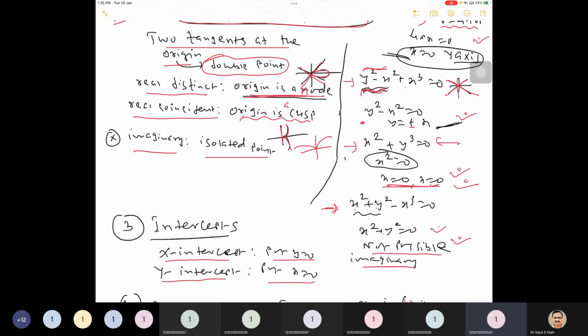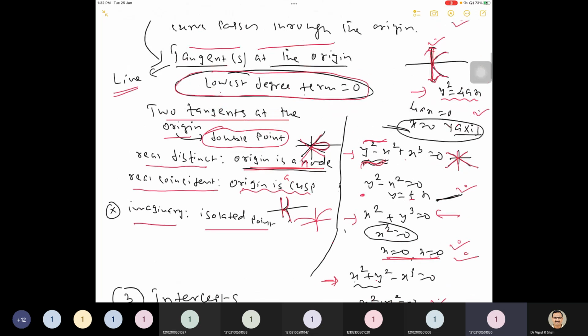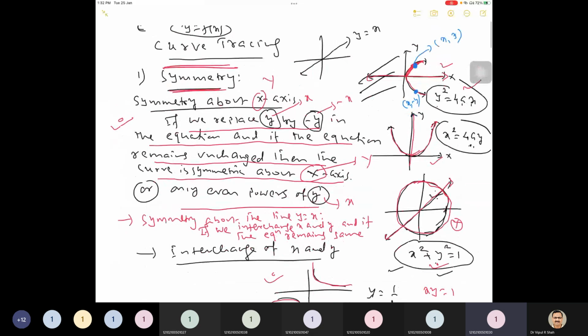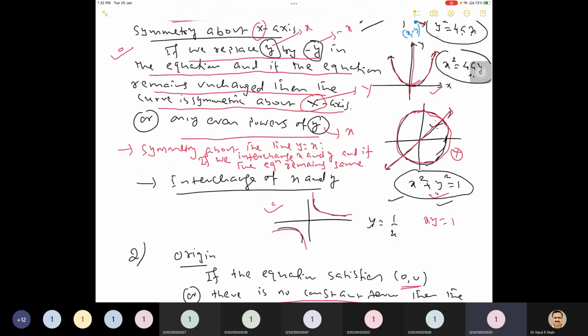Okay. So let us quickly recall what we did earlier. You have any curve equation and we need to trace the curve. The first thing we need to check is the symmetry: symmetry about the x-axis, or symmetry about the y-axis, or symmetry about both the x and y axes.